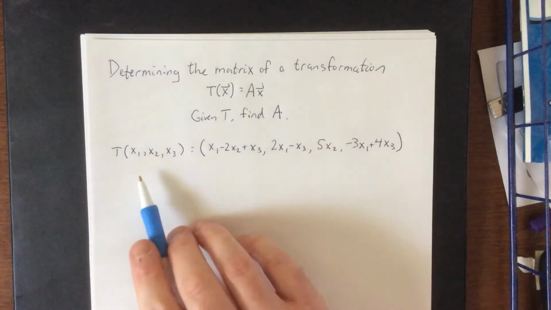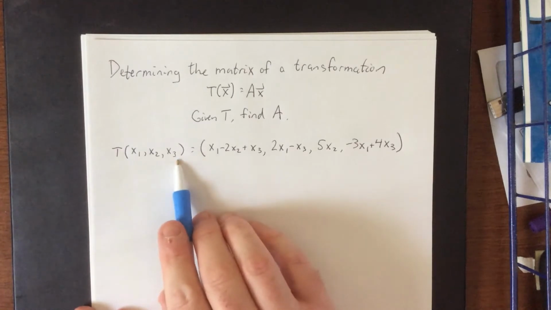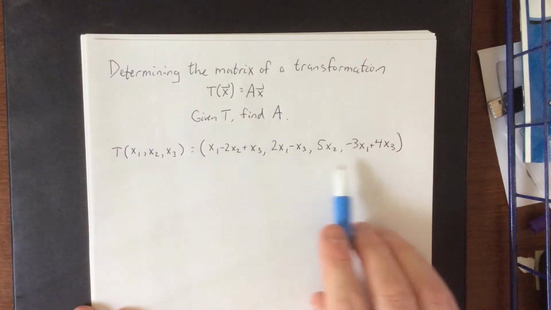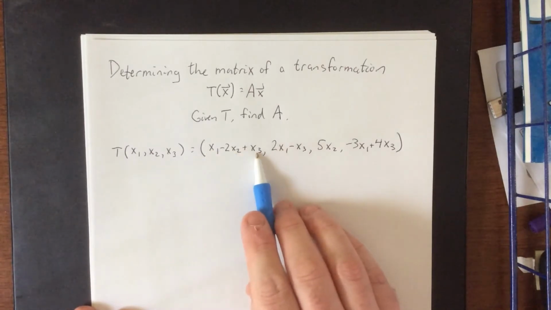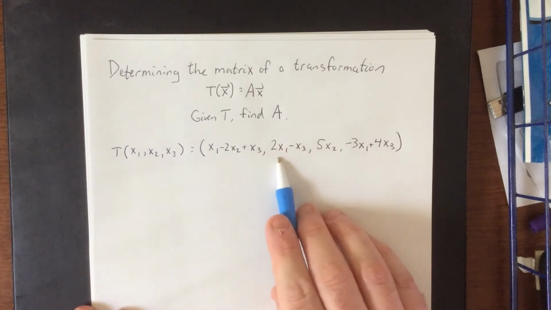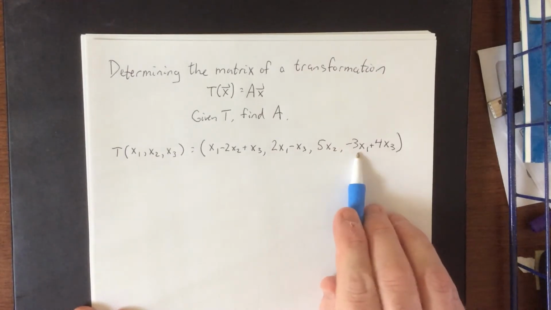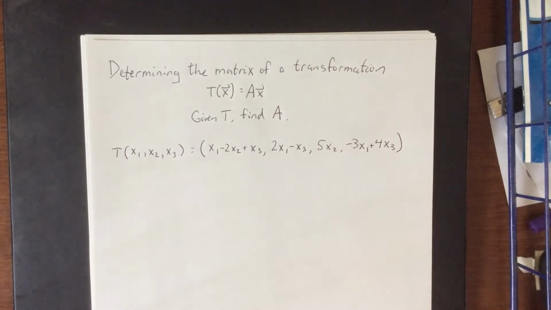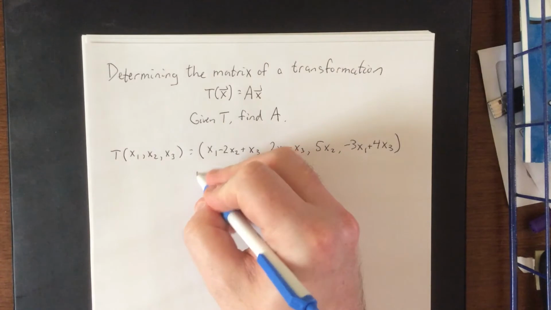Now in this example that we're looking at right here, we have T of a vector x1, x2, x3, and we see that the image of this vector has four components: x1 minus 2x2 plus x3, 2x1 minus x3, 5 times x2, and negative 3 times x1 plus 4 times x3. My goodness, that is a lot going on. Well, the first thing that I want to point out here is what the domain and the codomain are.